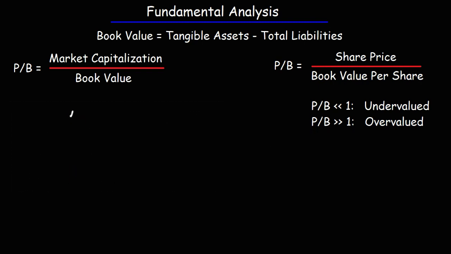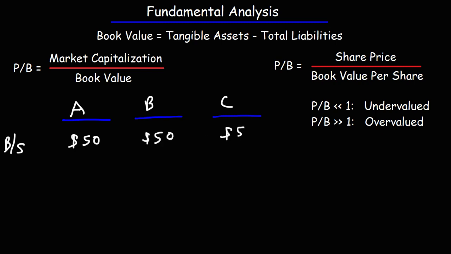Now let's analyze three companies: Company A, B, and Company C. So let's say that the book value per share for companies A, B, and C is $50. Let's say it's the same for each of these three companies. And now let's say that the price per share is $21 for Company A, $51 for Company B, and $96 for Company C.